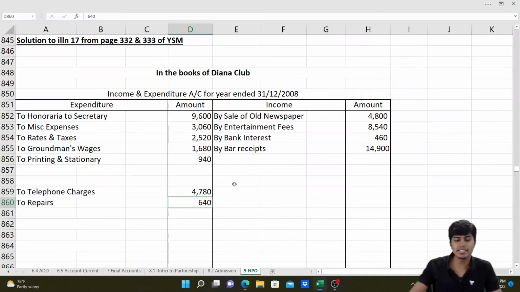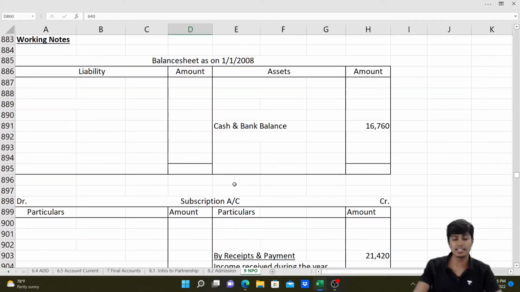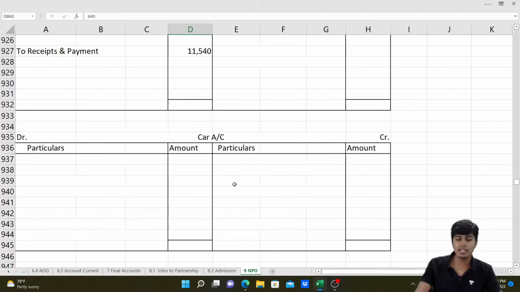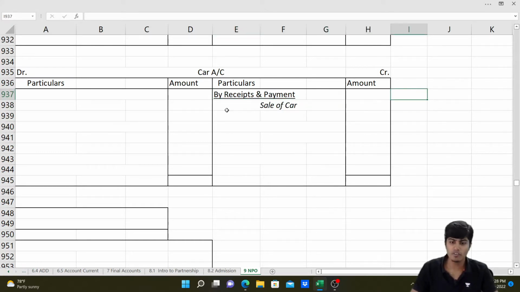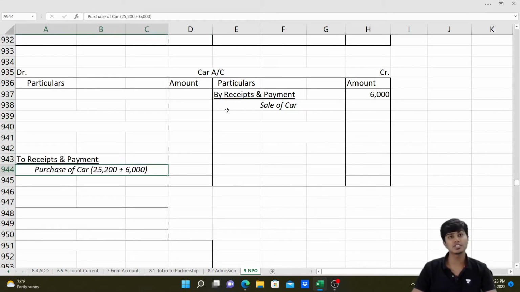So we would have to write 6,000 rupees as the sale value of the old car separately. I have opened car account. In this car account, on the credit, I will write by receipts and payment, sale of car 6,000. And on the debit, I will write to receipts and payment, purchase of car 25,200 plus 6,000, 31,200. I'll write them separately and not only as one.